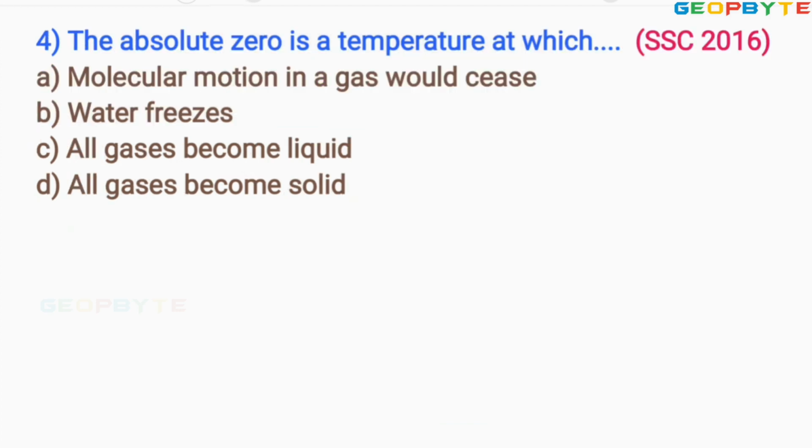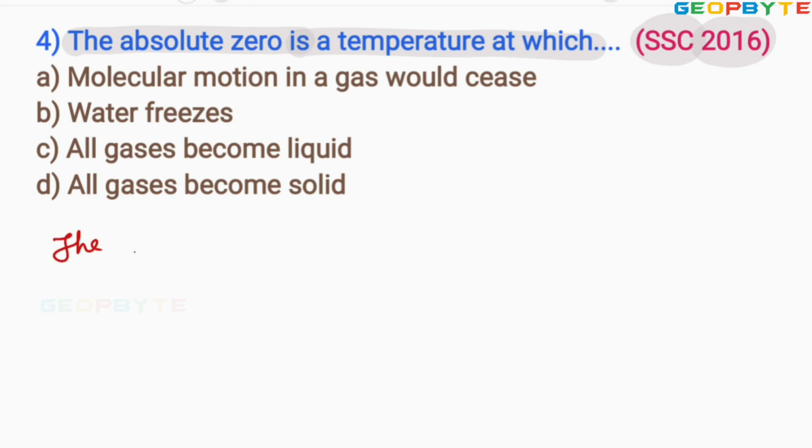Look at the fourth problem. It was asked in 2016 for SSC exam, given like this. The absolute zero is a temperature at which, dear friends, remember the temperature at which the molecular motion is zero is called absolute zero temperature.